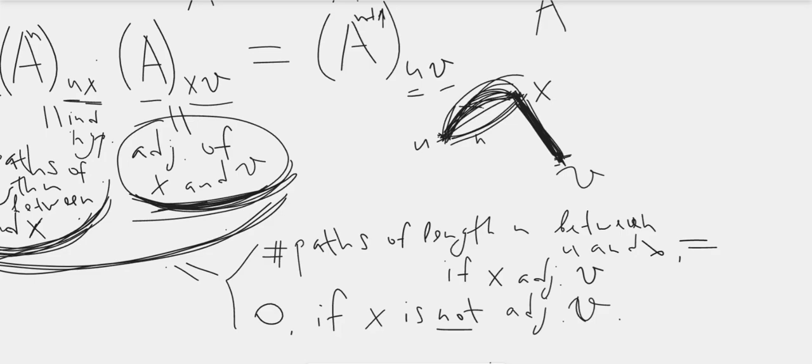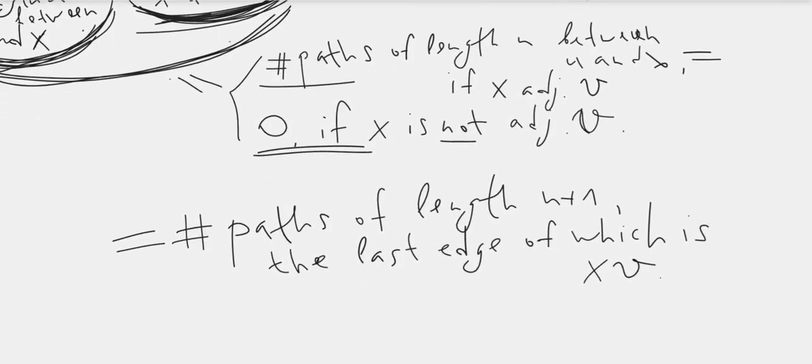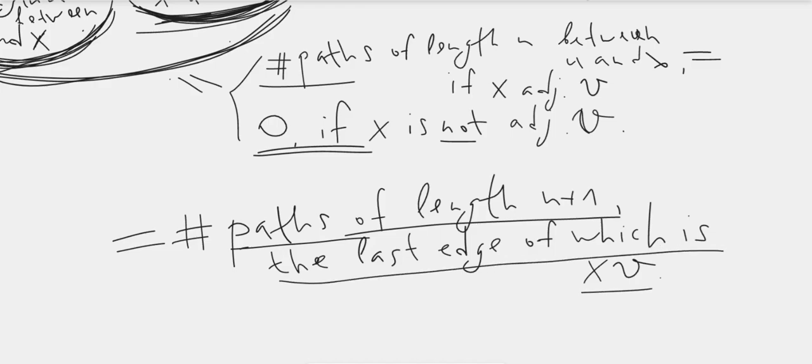And this holds for both cases. If there is no edge from x to v, then the number of paths of length n plus 1 whose last edge is xv is also 0, because there are no such paths at all. So both of these cases hold.